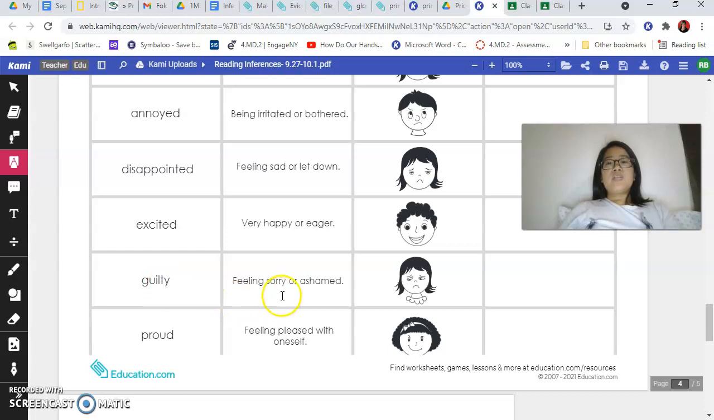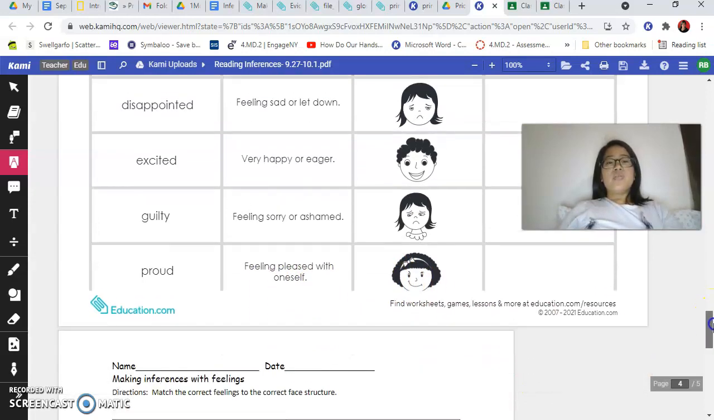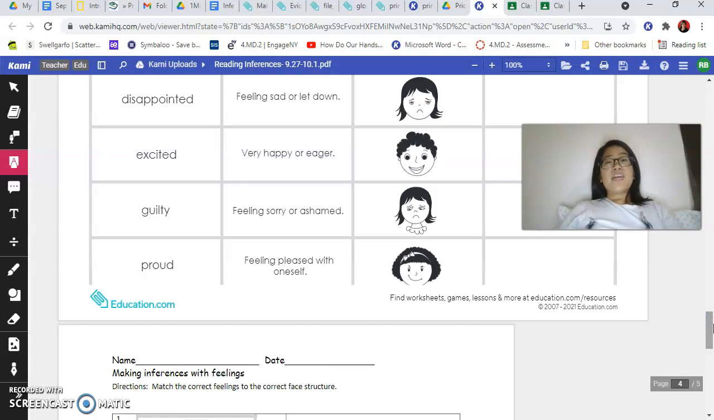Guilty, feeling sorry or ashamed. It almost looks like they are sad, but it looks also that they want to say sorry. Proud, feeling pleased with oneself. This one, they look happy, but they have some kind of facial expression that shows I'm a little bit better than you kind of thing. So that's why this would be feeling pleased with oneself. Or maybe they accomplished something and they know that they did better than last time.